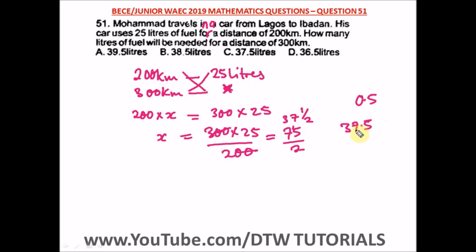All right, so our answer is 37.5 liters. That is what it is going to use at a distance of 300 kilometers at the same rate and speed, traveling in the same car. So our answer is 37.5 liters, and our right option here is option C.